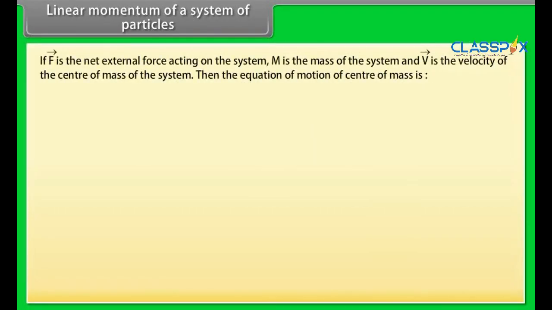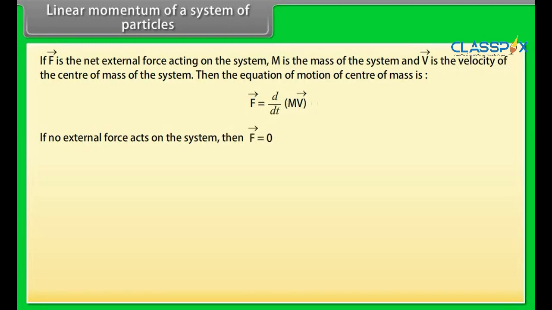Linear momentum of a system of particles. If F vector is the net external force acting on this system, m is the mass of the system and v vector is the velocity of the center of mass of the system, then the equation of motion of the center of mass is F vector = d/dt of the product of m and v vector. If no external force acts on this system, then the F vector will be equal to 0. By putting the value of F vector in the above equation, we get d/dt of the product of m and v vector = 0.